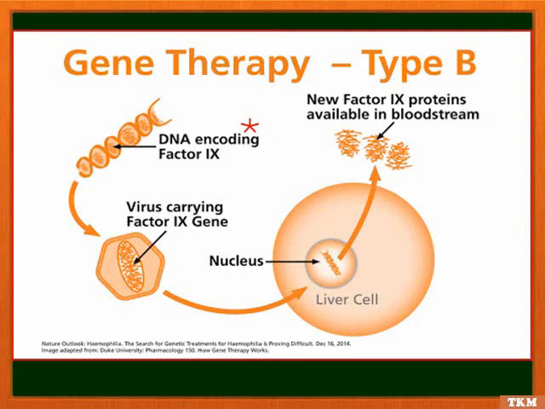What happens in type B therapy? DNA encoding for factor 9 is bound with the virus carrying the factor 9 gene. Then this is induced into the nucleus inside the liver cell, wherein new factor 9 proteins are produced and they enter the bloodstream to carry out their particular function.